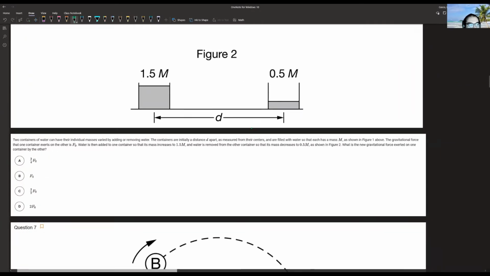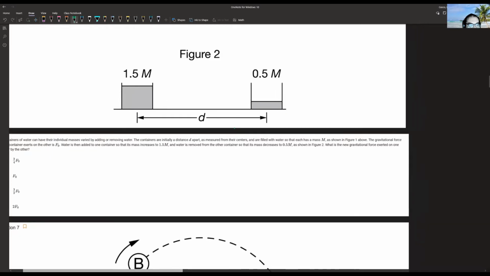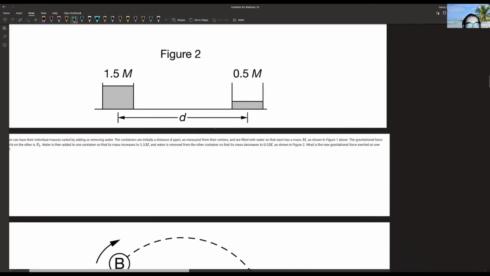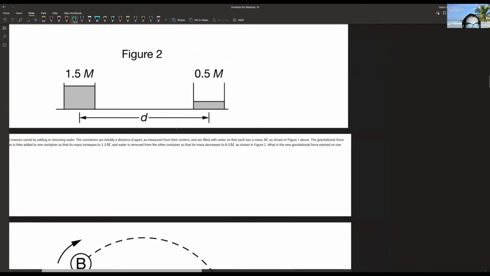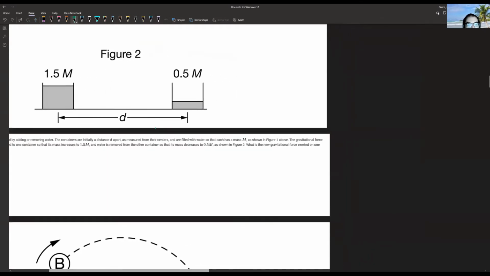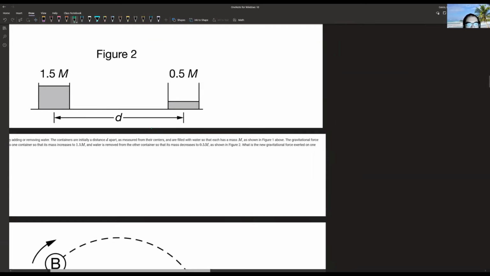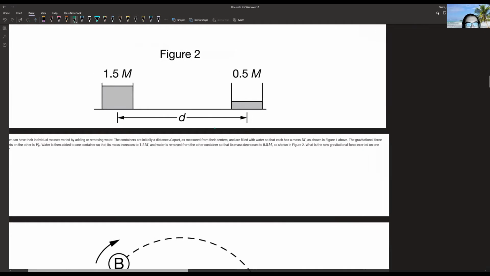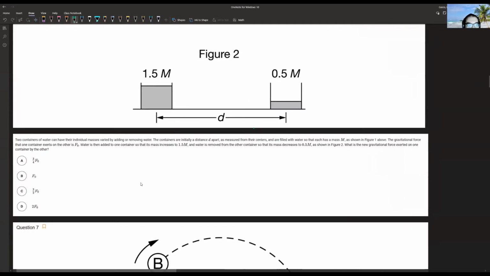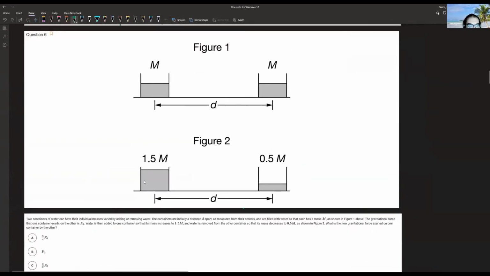They tell us that water is added to one container so that its mass increases to 1.5 m, and water is removed from the other container so that its mass decreases to 0.5 m. So half of the mass was transferred from one container to the other. What is the new gravitational force exerted on the container by the other? So here's a mouthful. But basically, what's the difference, if any, in the gravitational force now that we have changed the mass and transferred it from one container to the other?